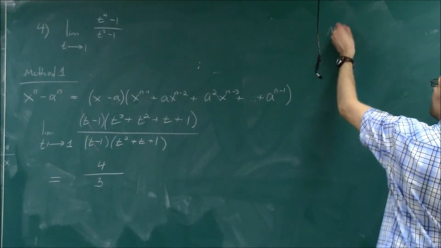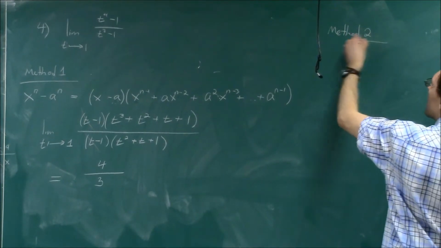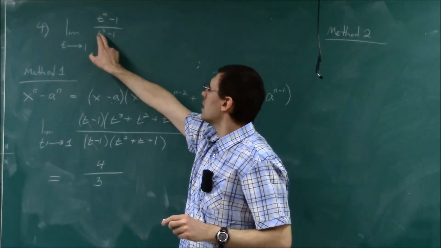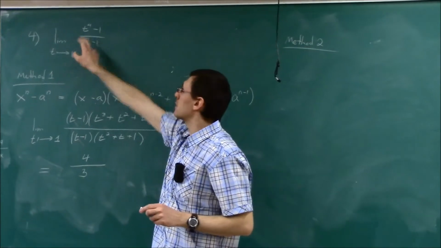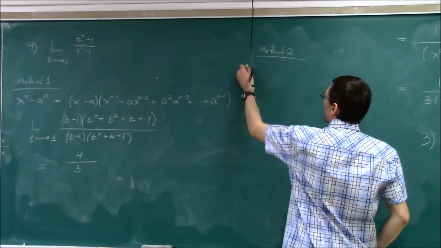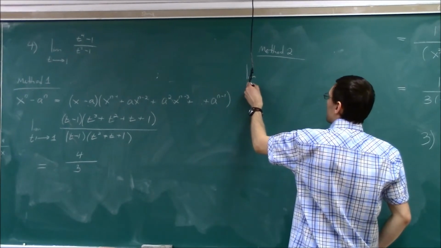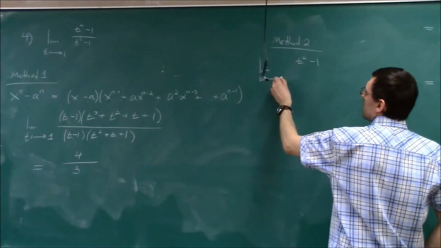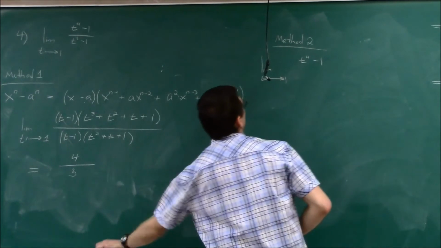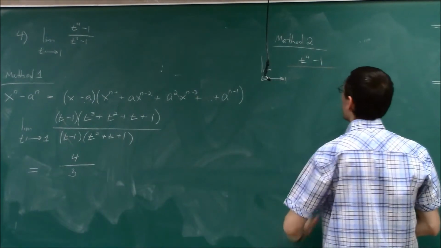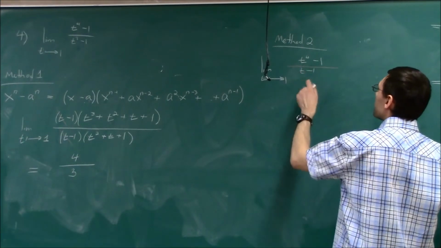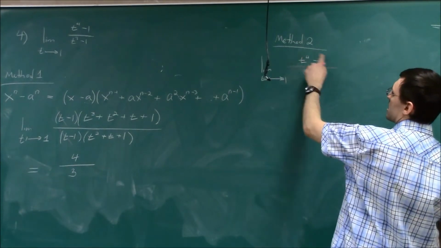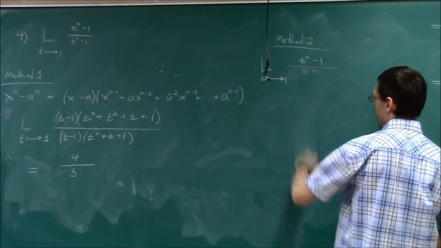Method 2. You can always observe that this limit is very much like the definition of the derivative. On the bottom, if you just had t minus 1, that would have been the derivative of t to the 4 minus 1. So in method 2, we just place in what we would have liked to see. So if we see here t to the 4th minus 1, and we see that t goes to 1, we would have liked to see here a t minus 1. Because now it's just the definition of the derivative of t to the power 4 at 1.